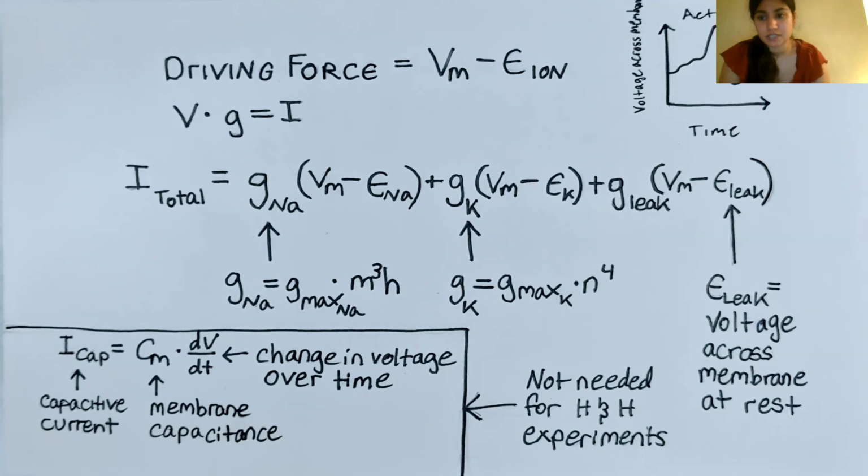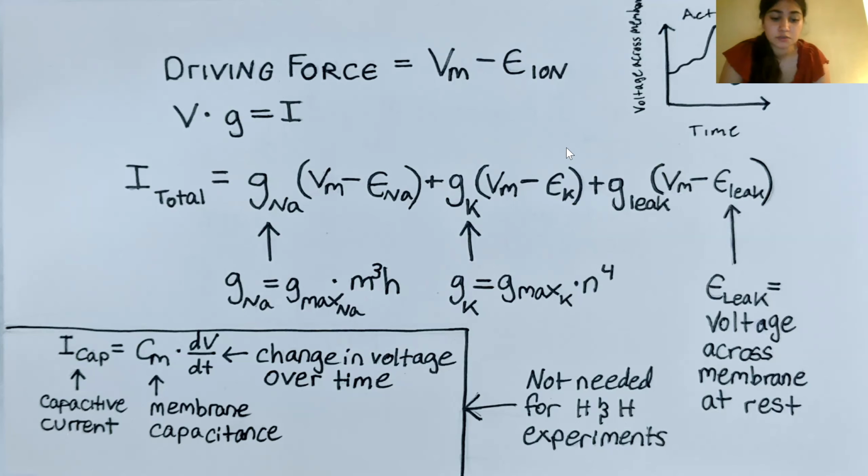The equilibrium potential of the leak channels is going to be the voltage across the membrane at rest. And it's mostly potassium, which is why it's not fully minus 80, but because it's only mostly potassium and there are some leak sodium channels preventing it from reaching fully negative 80 millivolts. So now we have this I total equation.